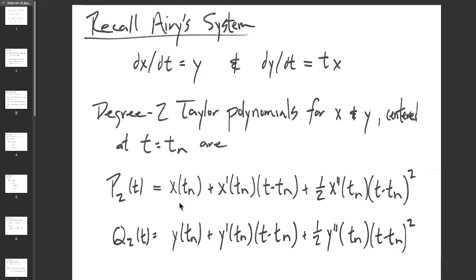So in order to figure out what these polynomials are, we need to know the values of the 0th, first, and second derivatives for both x and y. Now, of course, the differential equation gives us the first derivatives right here. So we'll be able to use that. The solution process will give us the values for the 0th derivative from the previous step. So all we really need to do to extend the method to second degree is to look at the second derivatives of the solutions x and y.